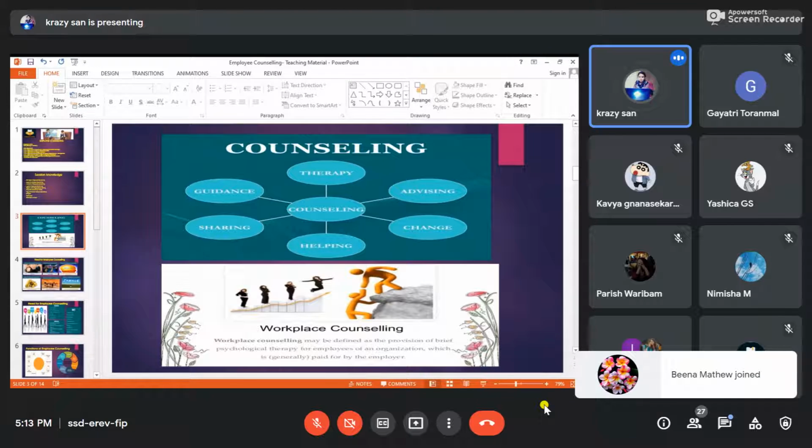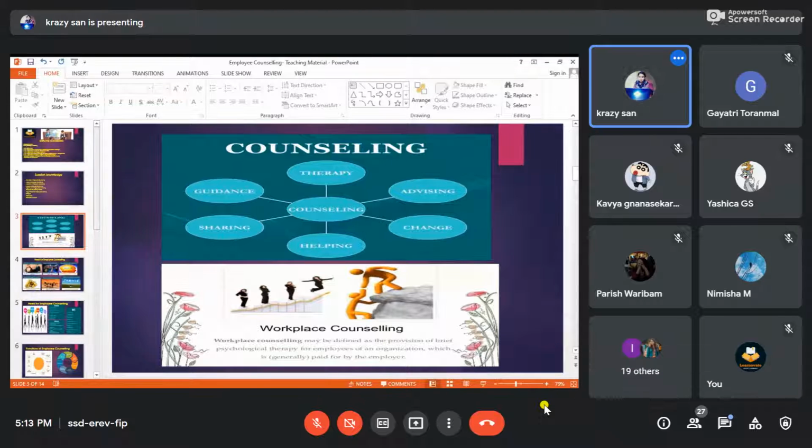So there comes advising, changes, helping, sharing, guidance, therapy. Let's take an example from our day-to-day personal life. Our parents keep on advising us, right? They keep on sharing their life experiences with us, and when we try to do something and are unable to do it, they put their helping hand in it. And as therapy, they listen to us. Sometimes, in order to make us correct, they even scold us, but we should not take that in a negative way. It's for our building blocks.